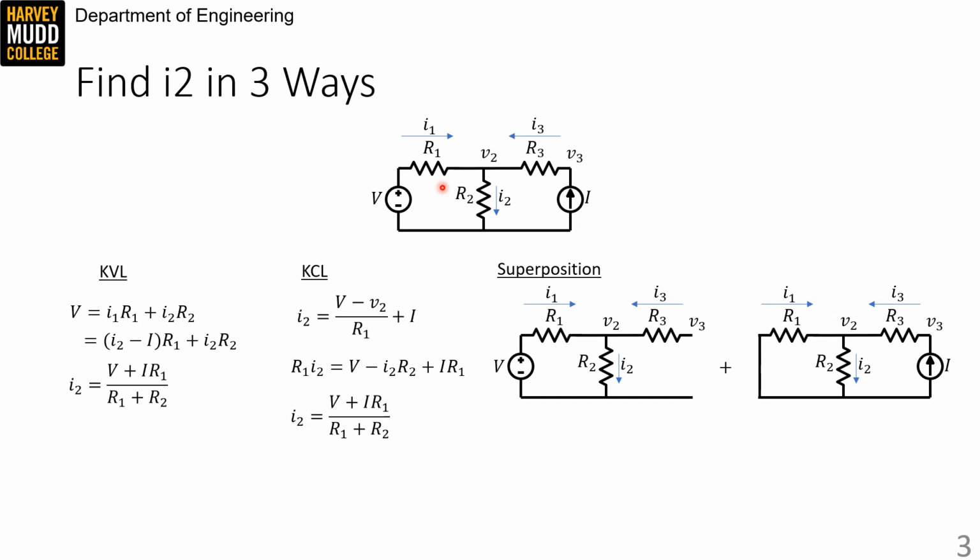As a reminder, we drew the superposition subcircuits by zeroing out all but one power source in each circuit, where zeroing voltage sources looks like shorting them, because setting V equals 0 is the same as a wire. And zeroing current sources looks like opening them, where setting I to 0 looks like an open circuit, because no current flows in an open circuit.